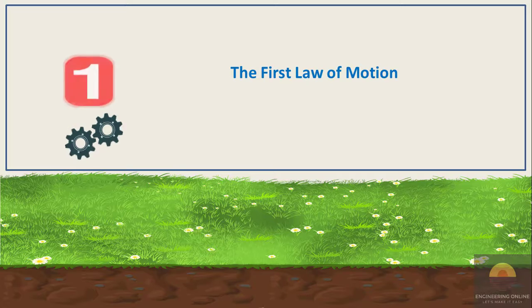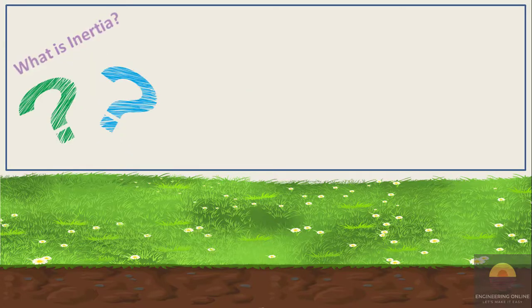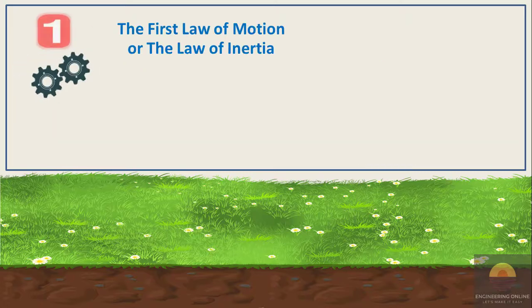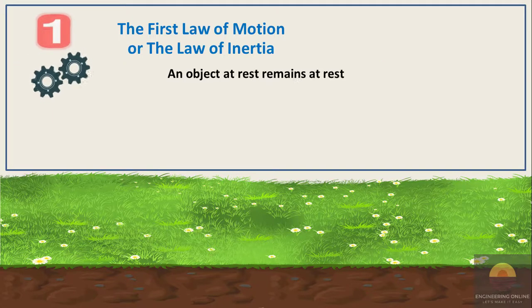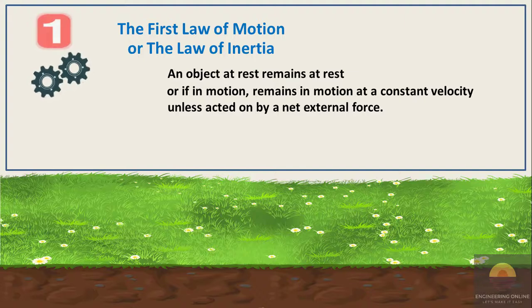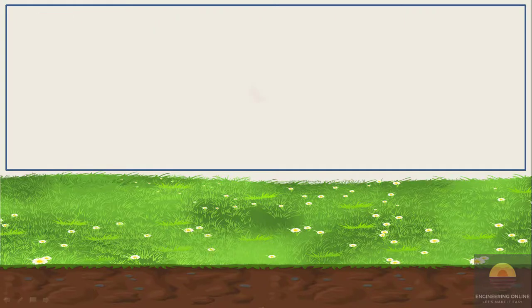The first law of motion, or the law of inertia. But before we talk about the first law, let us first define inertia. Inertia is a tendency to do nothing or to remain unchanged. For the first law, an object at rest remains at rest, or if in motion, remains in motion at a constant velocity unless acted on by a net external force.